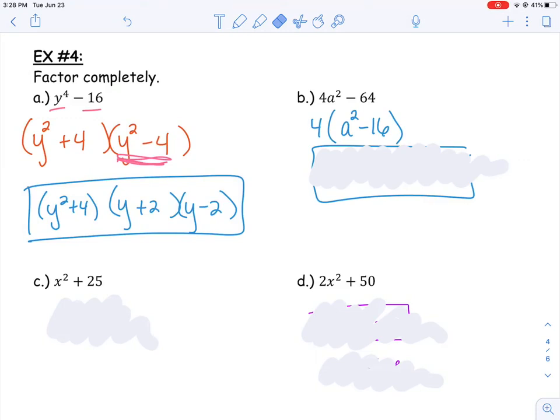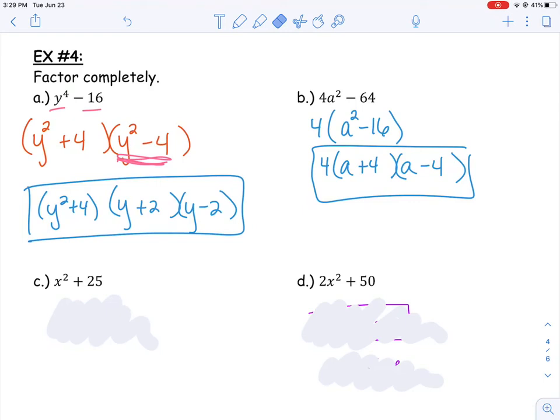Okay, so take out a 4. When I divide everybody by 4, I have a leftover binomial of an a squared minus 16. Now factor more if you can. It looks like a squared minus 16 is a difference of squares. So I can say a minus 4 and a plus 4, and then don't forget you have a 4 in the front as your GCF. This should be your final answer.